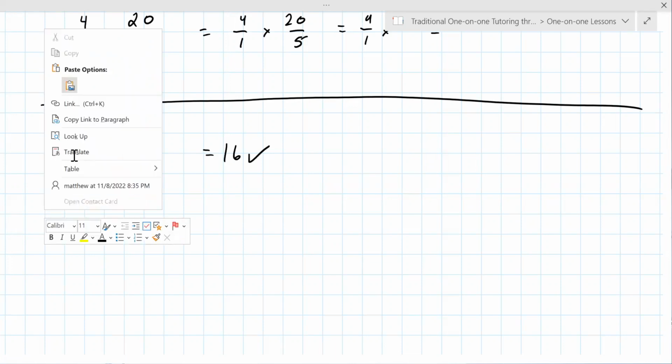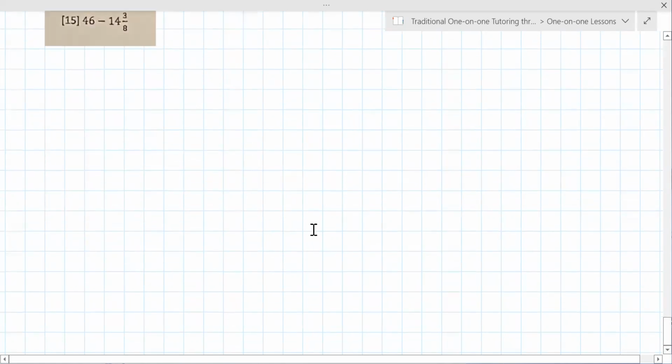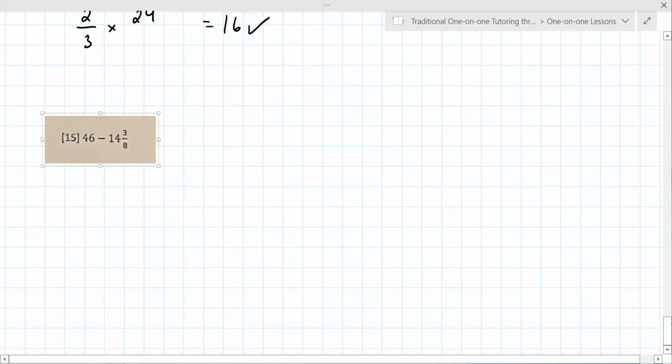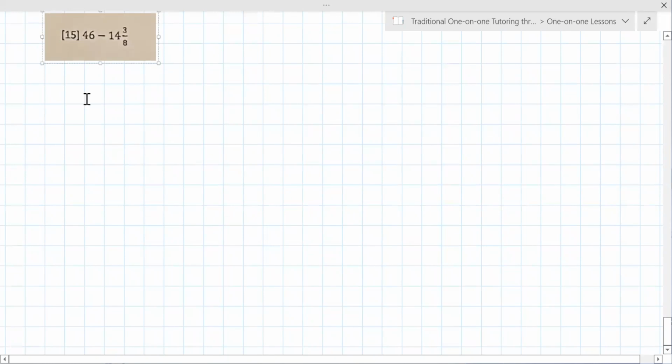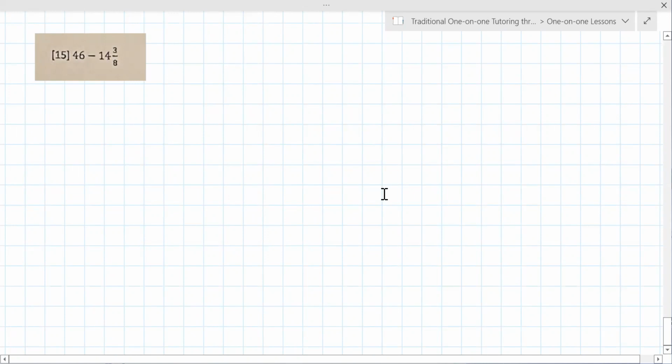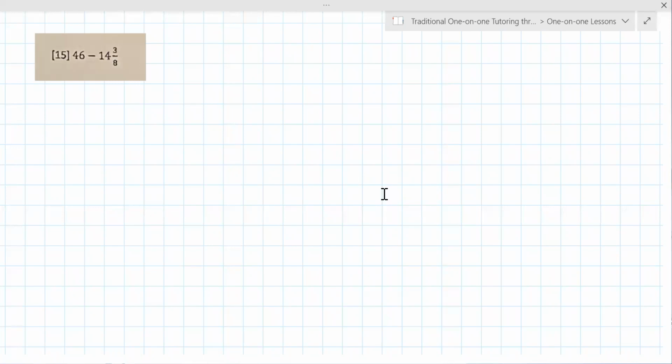Let's take a look at number 15 now. How do you see doing this problem? Any ideas how to start here? What would you do to subtract these two? I would do 46 and 3/8 minus 14 and 3/4.